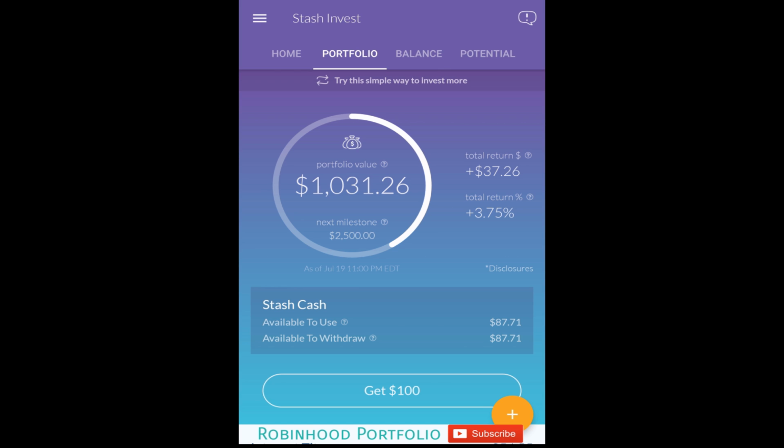This particular application, Stash Invest, however, lets you buy fractional shares of a stock. So, for example, if you want to buy maybe 3/4 of a stock, half of a stock, a tenth of a stock, you have the ability to do that on Stash Invest.